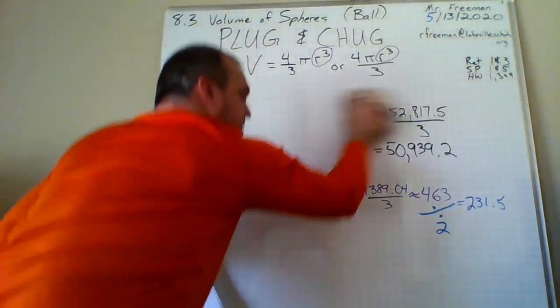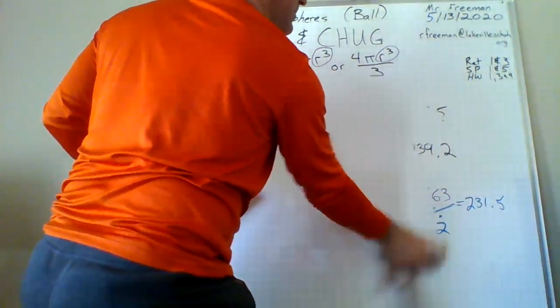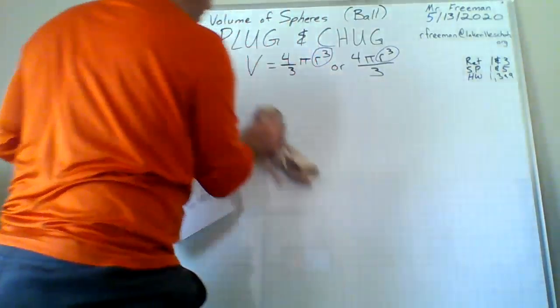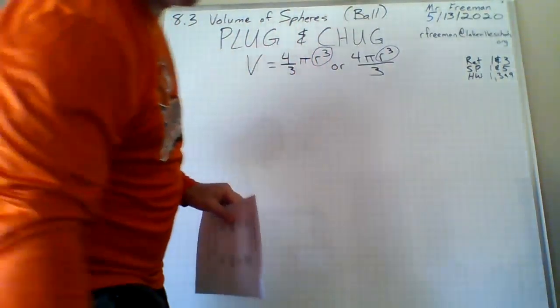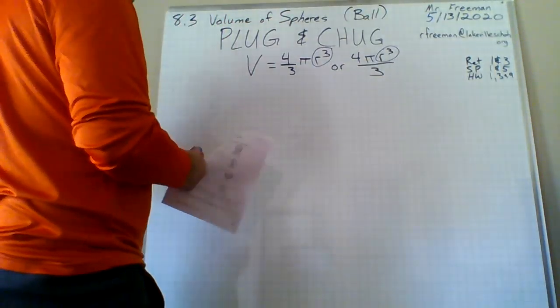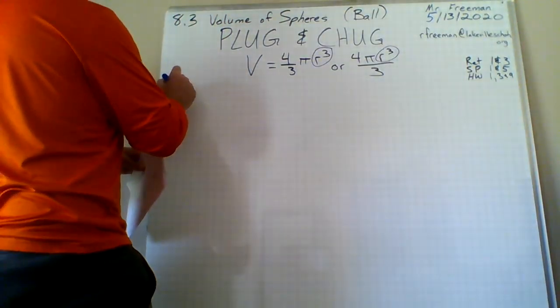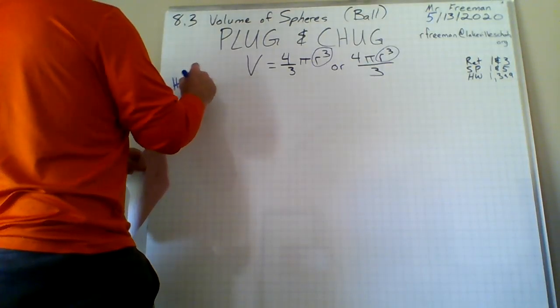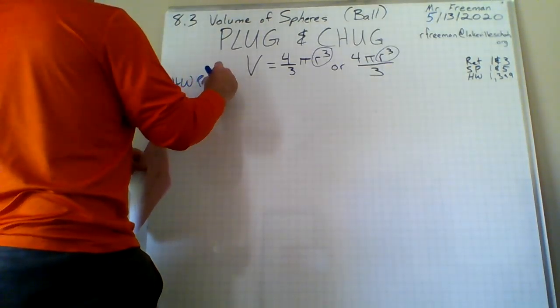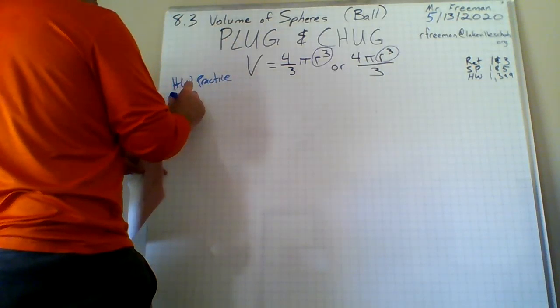I'm jumping on to 3 problems from the homework page. On the homework page, we're doing 1, 3, and 9. I'm knocking out one of the story problems for you. So, how cool am I?